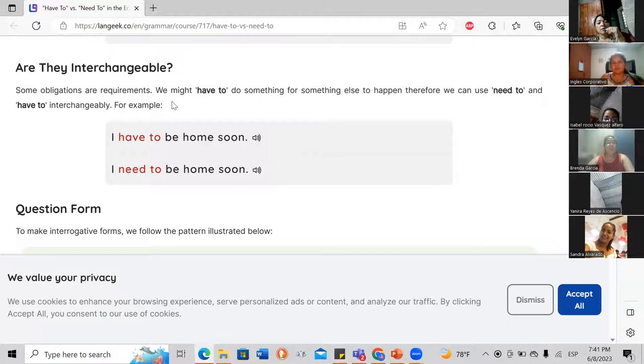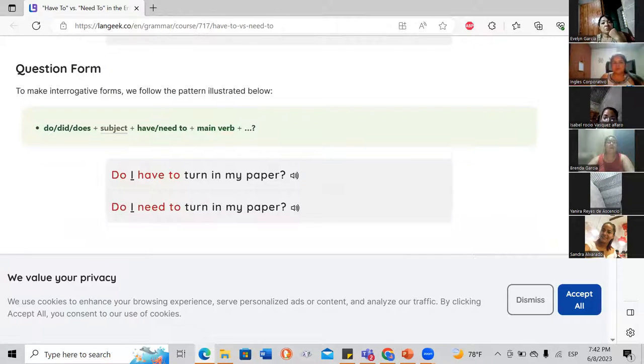Some obligations and requirements, we might have to do something for something else. It happens. Therefore, we can use need to and have to, okay? For example, I have to be home soon. I need to be home soon. En esos casos se pueden utilizar ambas y son válidas. It could be an obligation that you need to have, or also it could be a necessity that you need to be home. Okay.